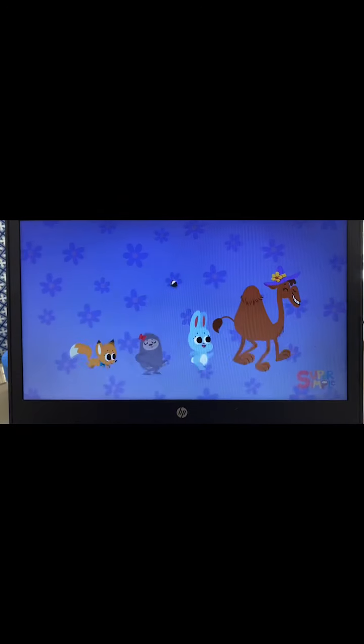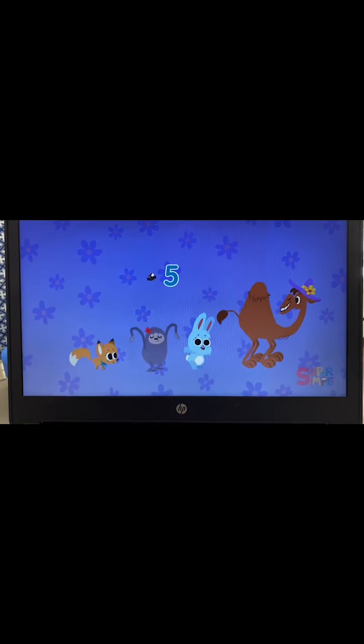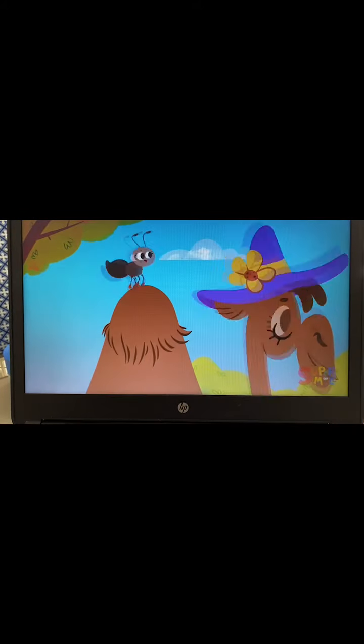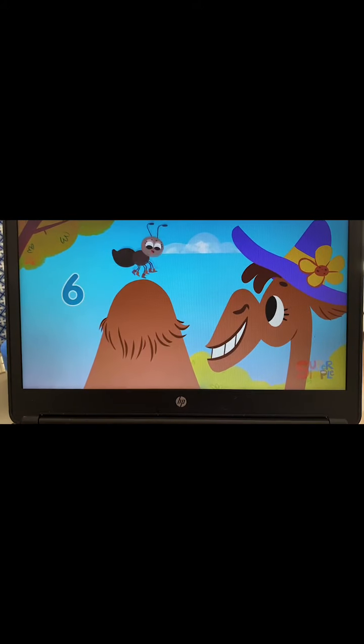Lily the ladybug has 5 spots. Go, Lily, go. Andy the ant has 6 legs.